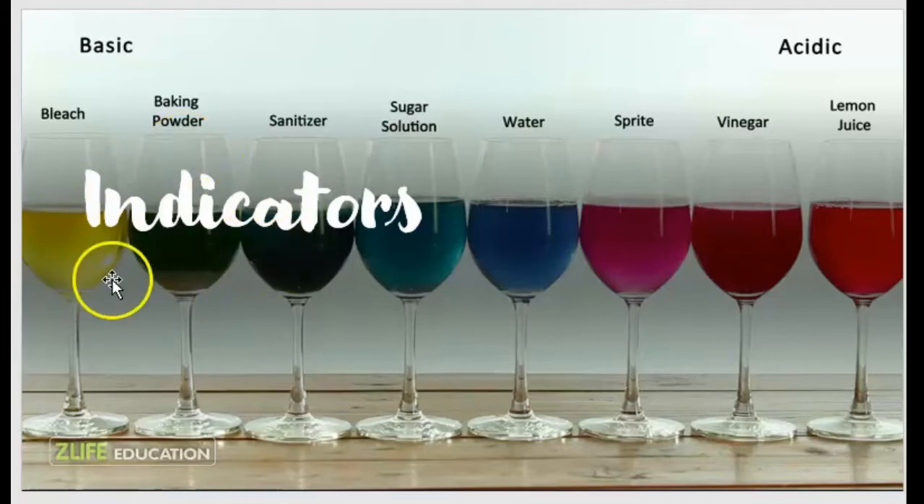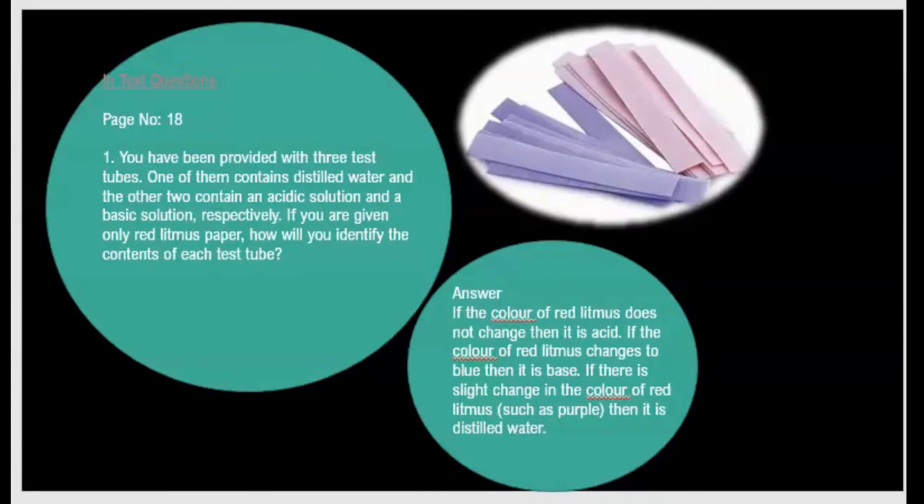So that is indicators, the term. Today in this slide we're going to our NCERT textbook, page number 18. You can see a text question there, and the question is: you have been provided with 3 test tubes, test tube A, test tube B, test tube C.